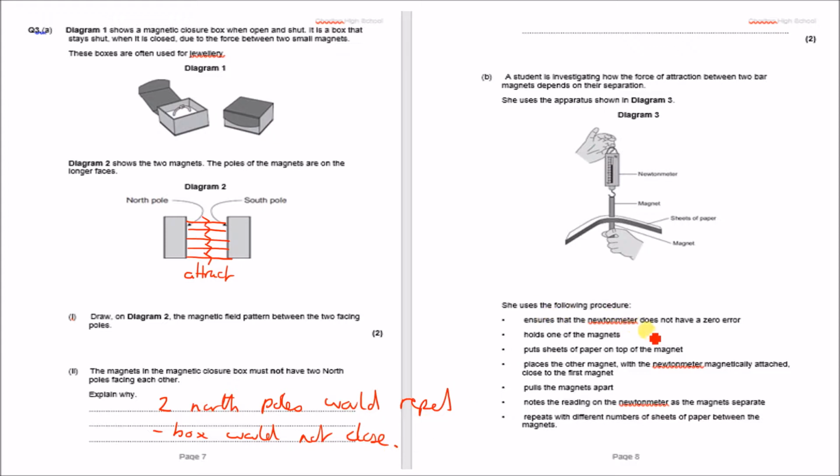Right, in this next investigation, it says a student is investigating how the force of attraction between two bar magnets depends on their separation. She uses the apparatus shown in diagram 3. So we've got a Newton meter, a magnet, and we're trying to see the force that this magnet is having on the other magnet by pulling it down. So by putting this magnet here, we've got a north pole there, and that is attracting the other one, which is connected to a Newton meter, and that attraction is pulling on the Newton meter and measuring the size of the force.